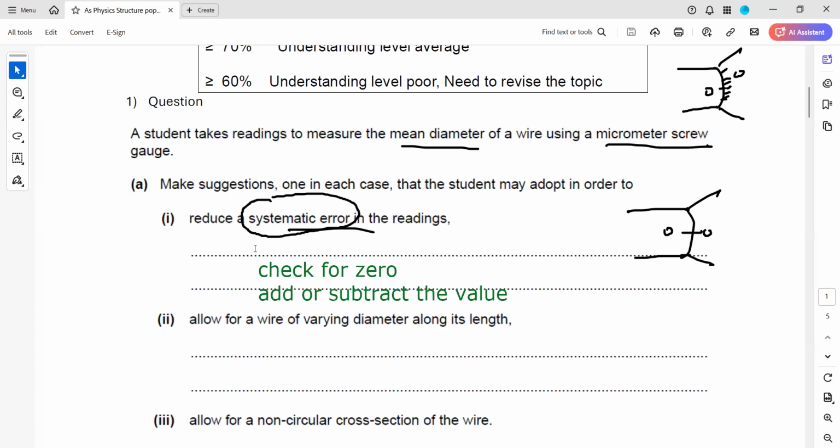So simply what you can do is close the jaws of the micrometer. First, we'll close the jaws of a micrometer. We'll not place anything in the jaws of a micrometer. If you mention calibrate the device, that's fine. If you mention check for zero error and calibrate the device for that zero error, that's also fine. Or close the jaws of a micrometer, nothing should be placed between the jaws, and we will add or subtract that value. We call that a zero error.